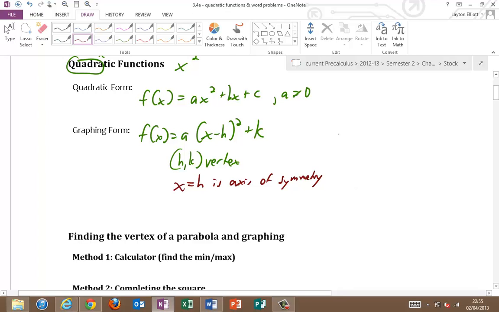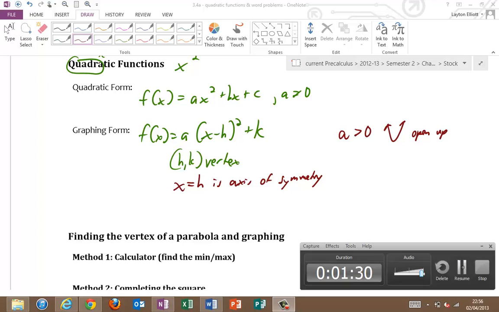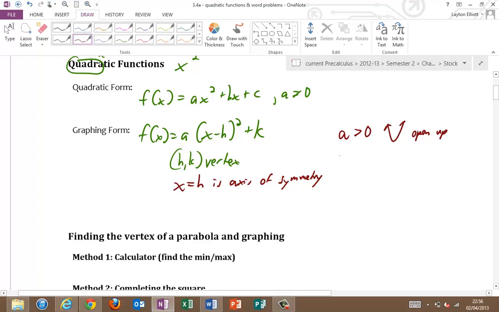We also know that if we have an a value that's greater than 0, that means that the parabola is upward shaped, it opens up, and if a is less than 0, the parabola is downward and it opens down. That means if a is negative.